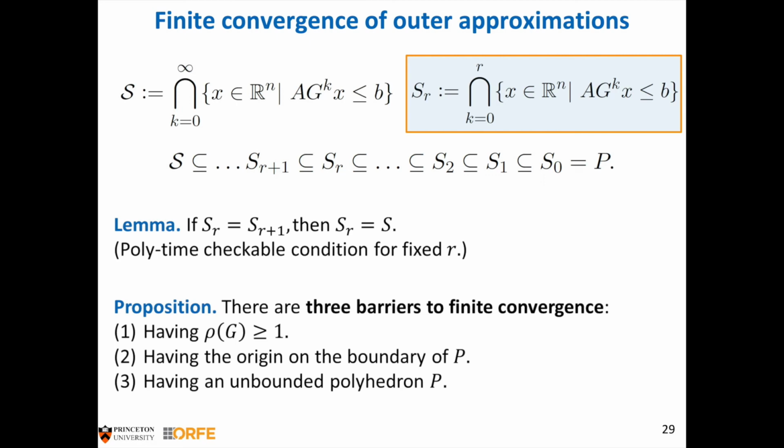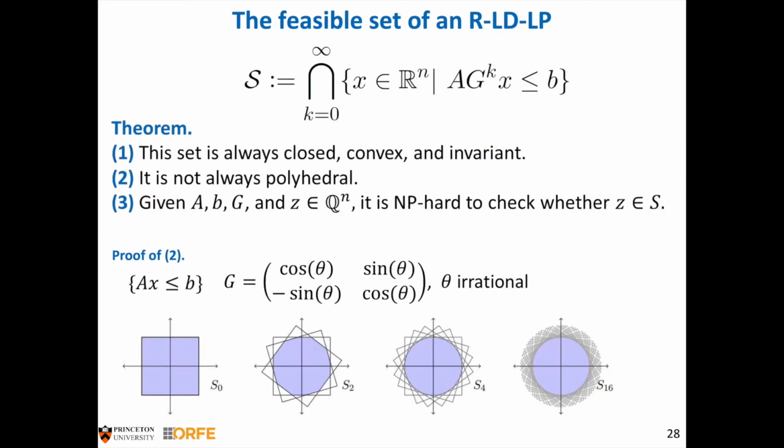And one question you want to ask is, when is this convergence finite? Like my example. That we completely characterized. So the convergence cannot be finite only if one of these three situations happens. One is if the spectral radius of G is more than or equal to 1. That's actually the example we had here. So what's the spectral radius of this matrix? It's exactly 1. It's a rotation matrix.